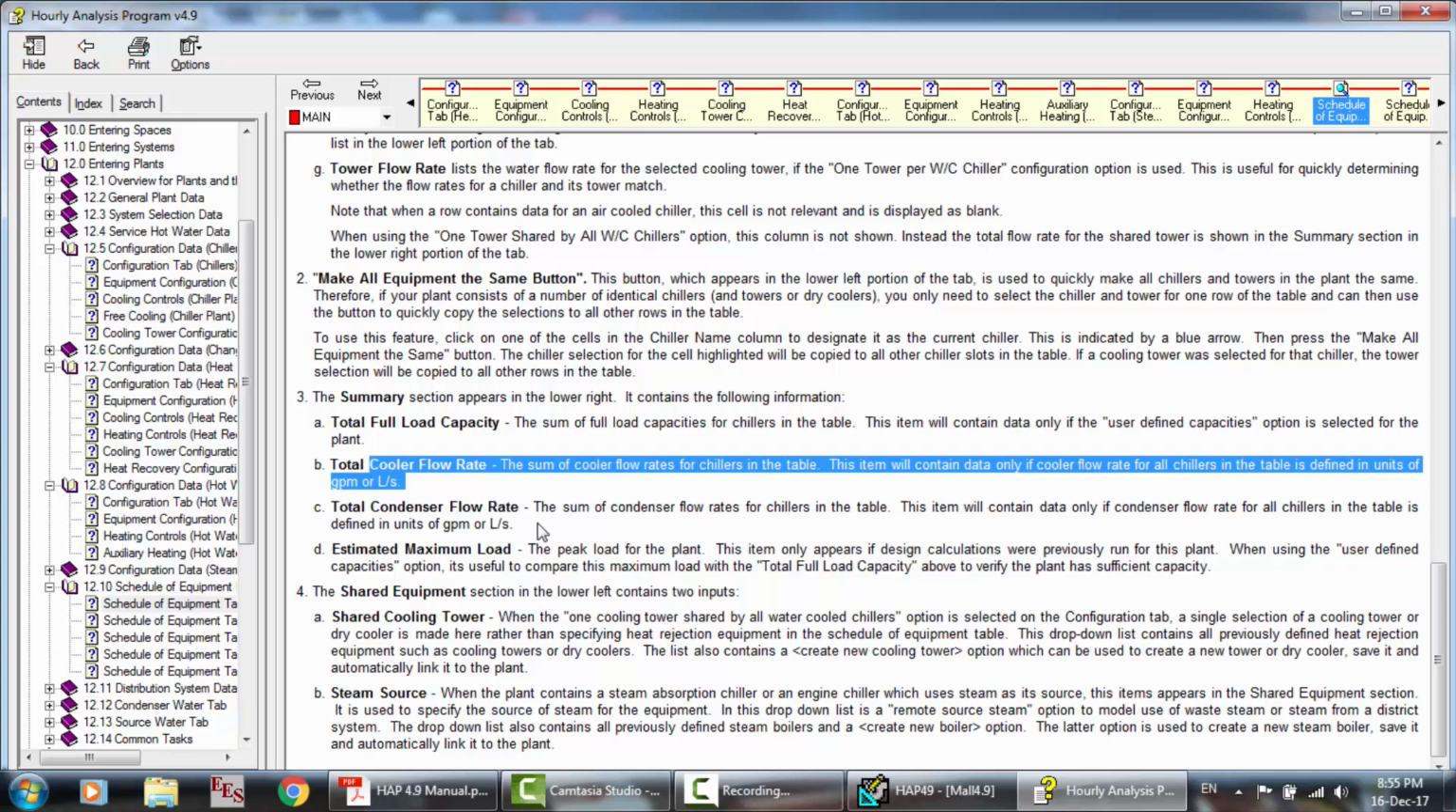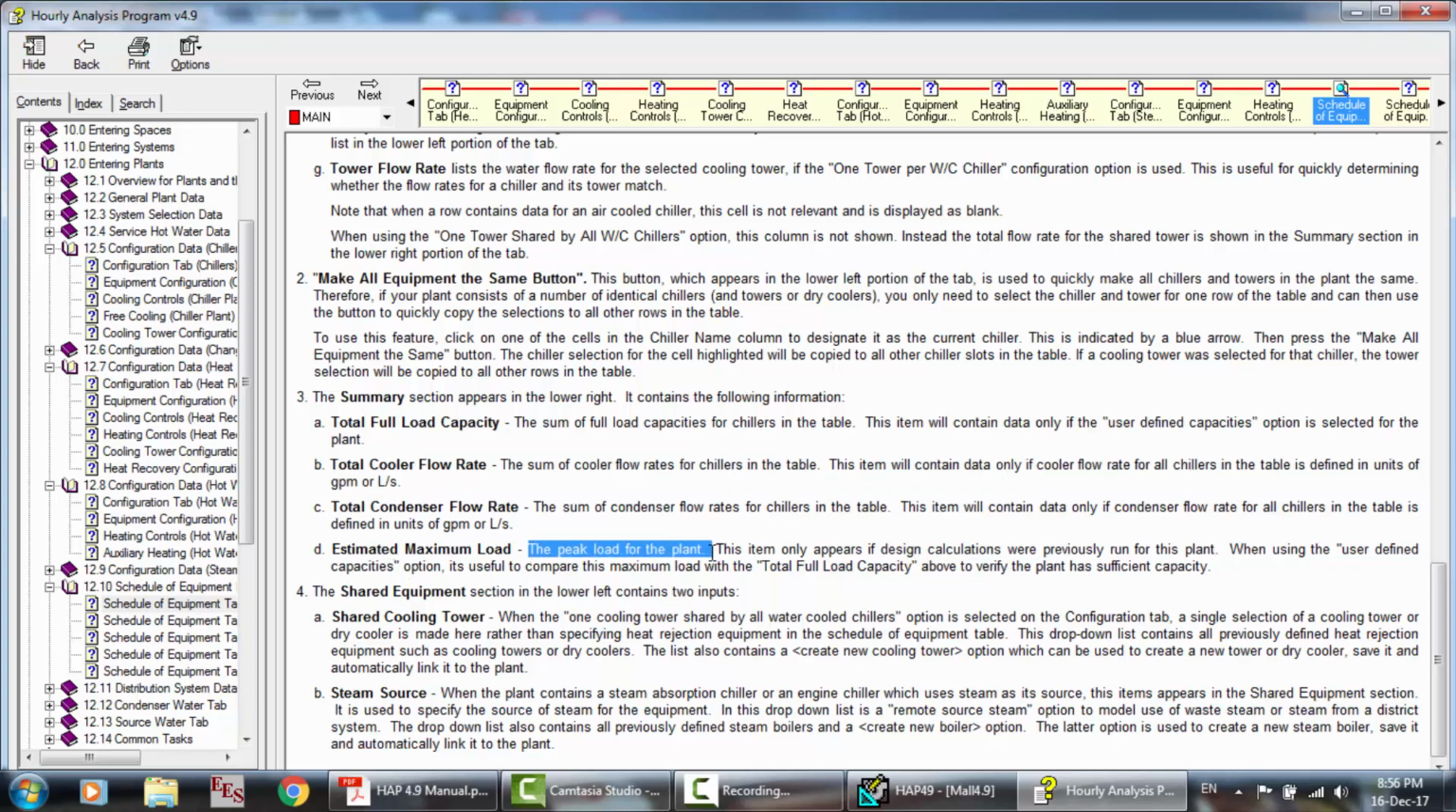Estimated maximum load, the peak load for the plant. This item only appears if design calculations were previously run for this plant. When using the user-defined capacities option, it is useful to compare this maximum load with the total full load capacity above to verify the plant has sufficient capacity.